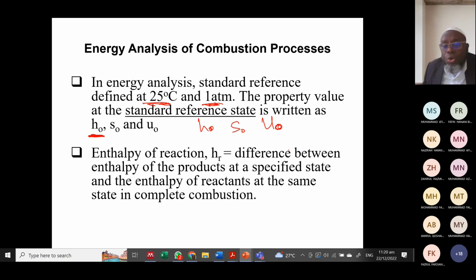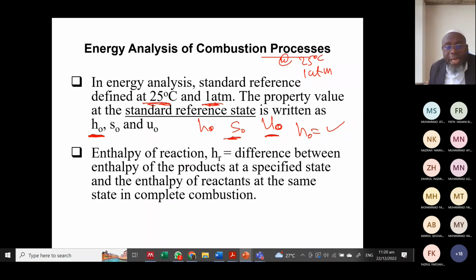For example, if I ask you, what is the enthalpy of steam at standard reference state? It means that I want you to tell me the enthalpy of steam at 25 degrees Celsius and 1 atmospheric pressure. Then you have to go to the property table and tell me, okay, the enthalpy of the steam equals to, and then you read for me. Similarly, the entropy and internal energy at standard reference state are also given by this.